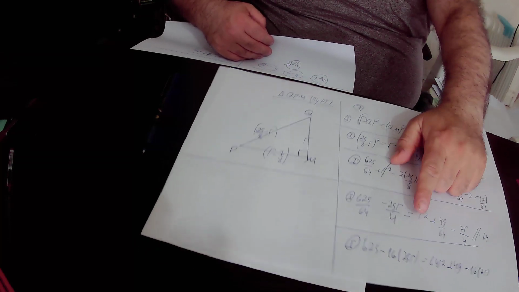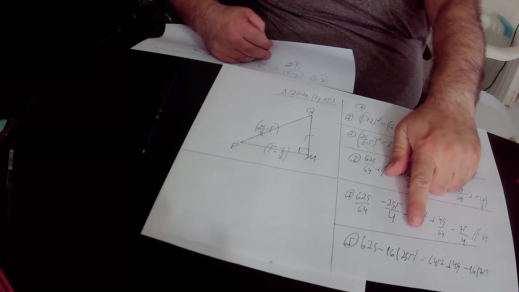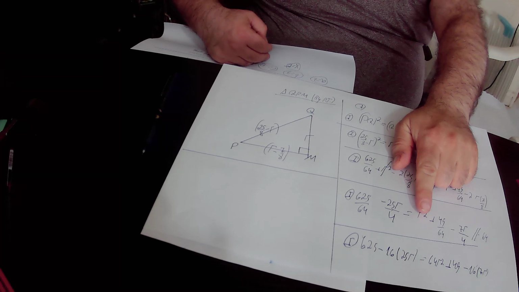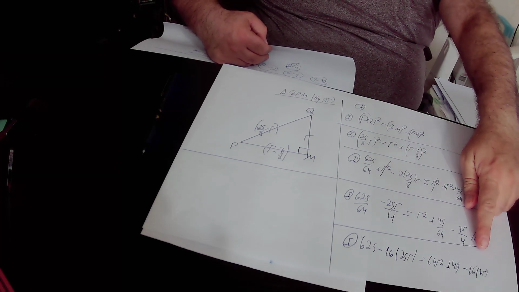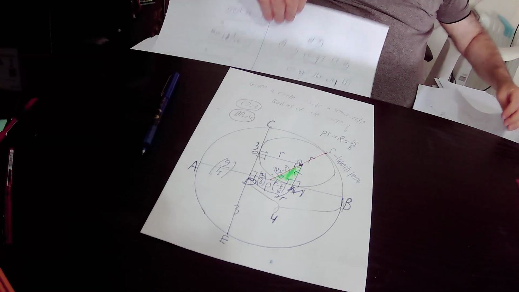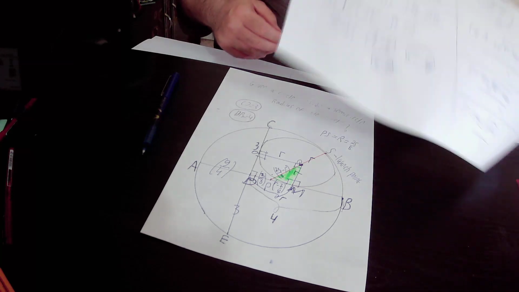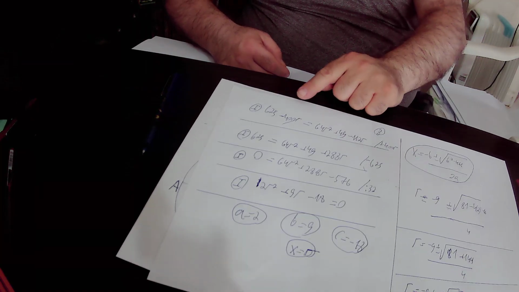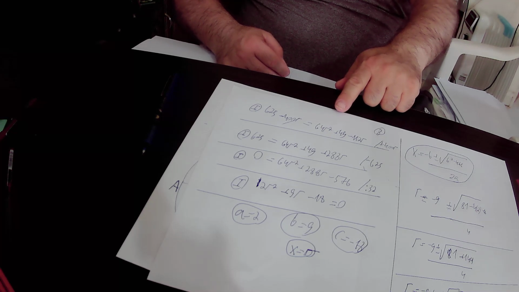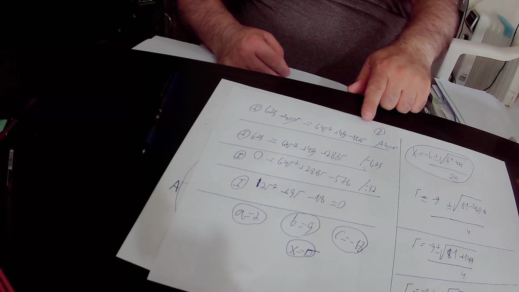So here, 16 times 25r is 400r, and there minus 16 times 7r is minus 112r. So in conclusion, according to equation number 1, we found out that 625 minus 400r equals 64r squared plus 49 minus 112r.